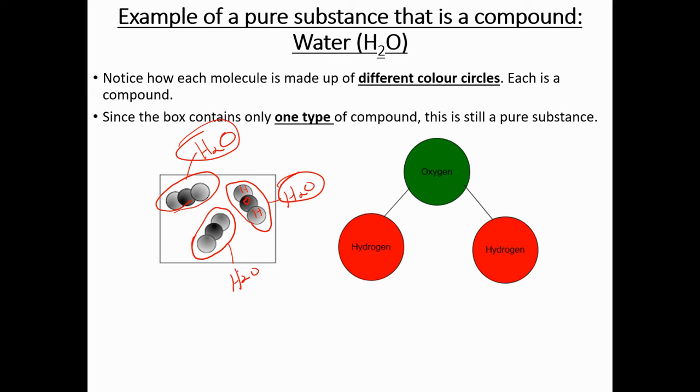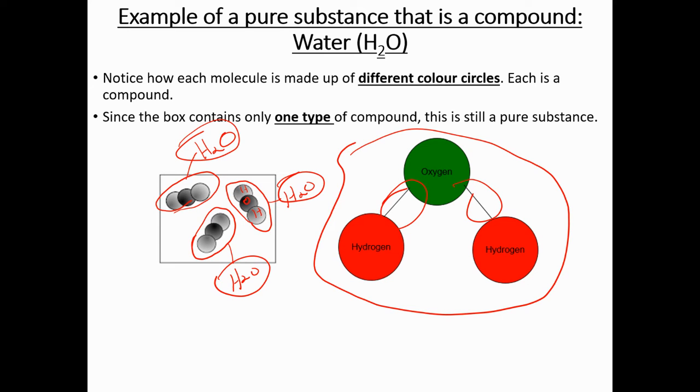H2O. So this will be considered a pure substance. That's a compound. And they are chemically combined. So it's as if they are one. Even though there's different elements there, they're not separate.